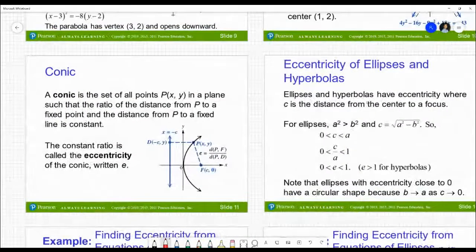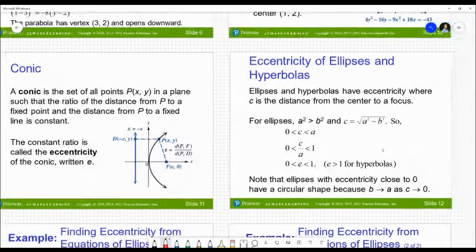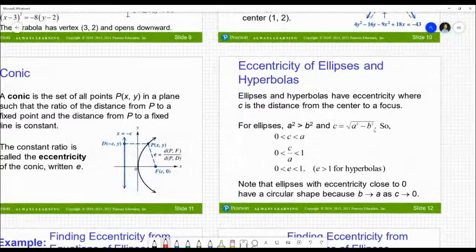For ellipse and hyperbola, we have eccentricity where C is the distance from the center to a focus. For an ellipse, you notice that a squared is greater than b squared, and so C is equal to the square root of a squared minus b squared. We can do the direct substitution here in order to solve for E, because E is basically the ratio of C divided by A.